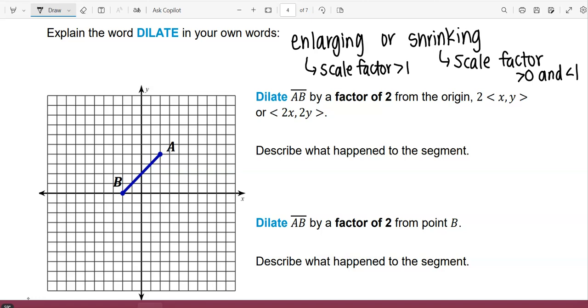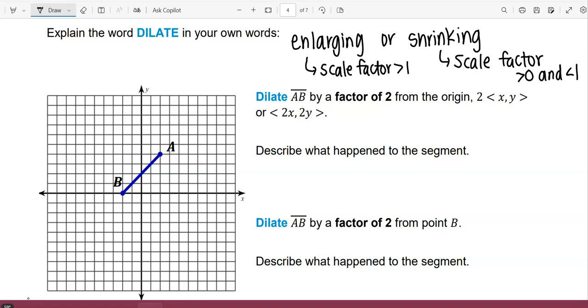What's the deal about the rule? You have to memorize it, and it only works from the origin. Notice we're dilating 2 different times today, and the second time we're going from point B. Your rule does not work if you're doing it from a specific point, okay? So we're going to dilate by a factor of 2.